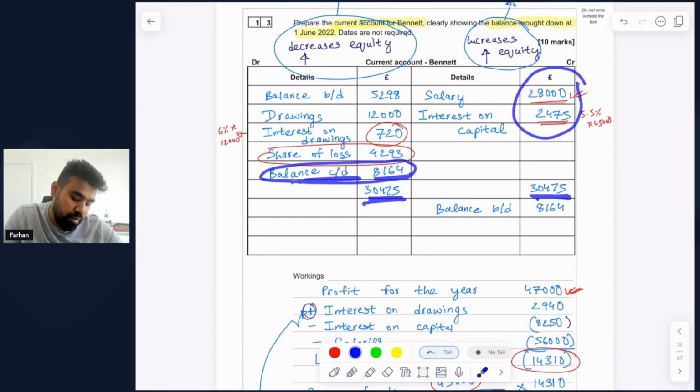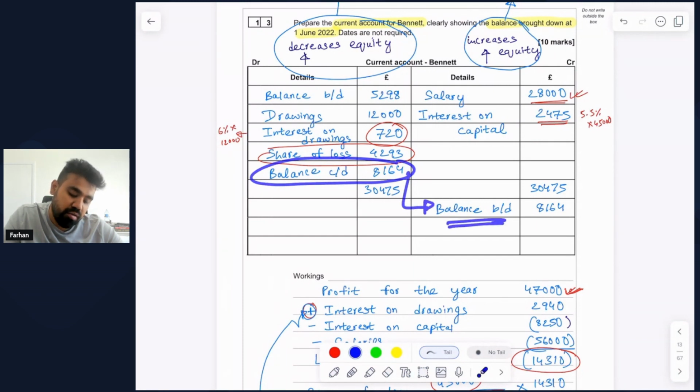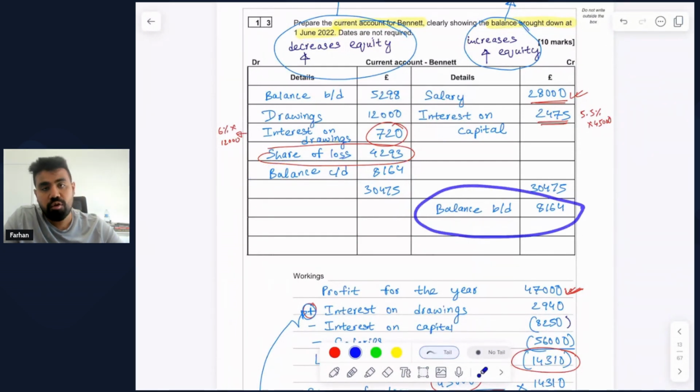Once that has been done, we transfer this carried down balance to the next financial year as the opening balance of £8,164, based on the requirements in the question, as they have asked us to do it for the next financial year. And because the opening balance is on the credit side for the new financial year, that means now that the partnership owes money to Bennett.